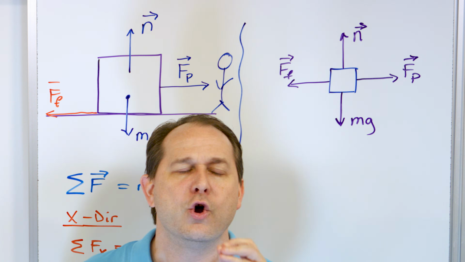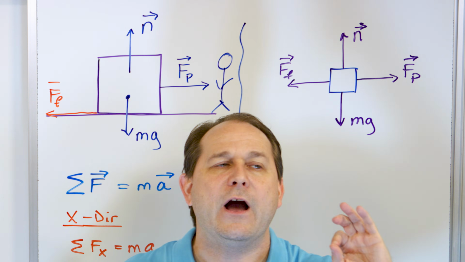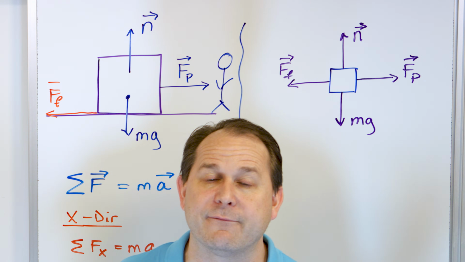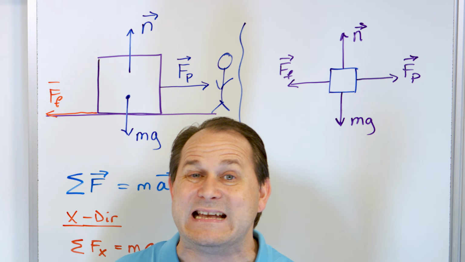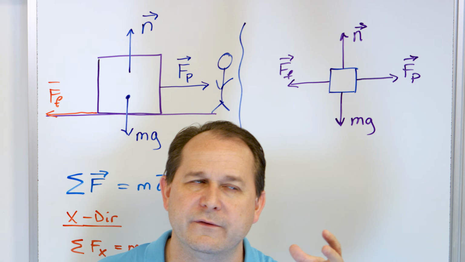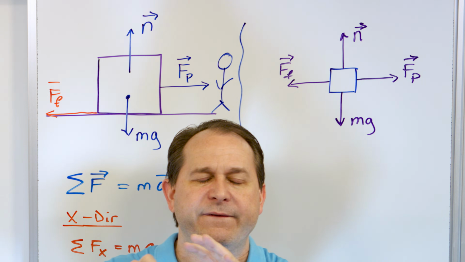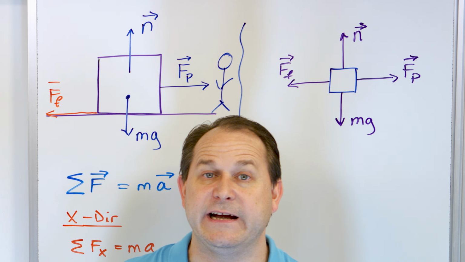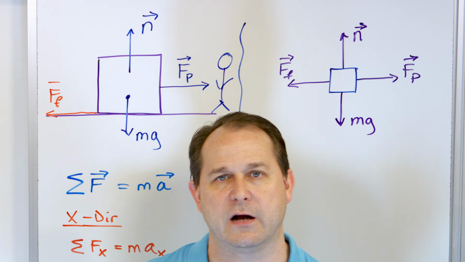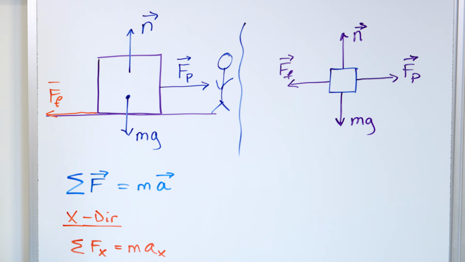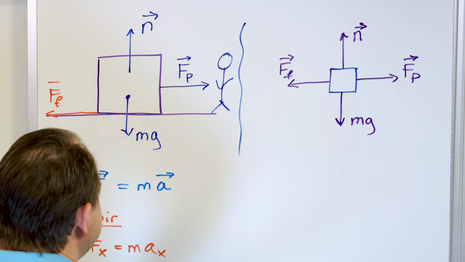Because remember, once things start moving, they tend to move forever and ever unless acted upon by an outside net force. So once you get the box moving, if there are no net forces acting on it anymore, it's going to keep moving. So it's moving at a constant velocity. All right, so then let's take a look in the y direction.